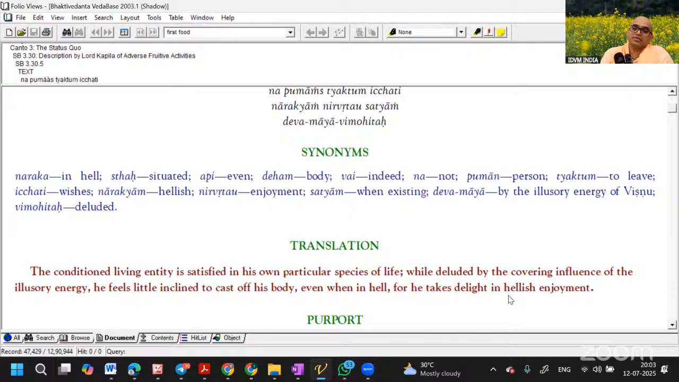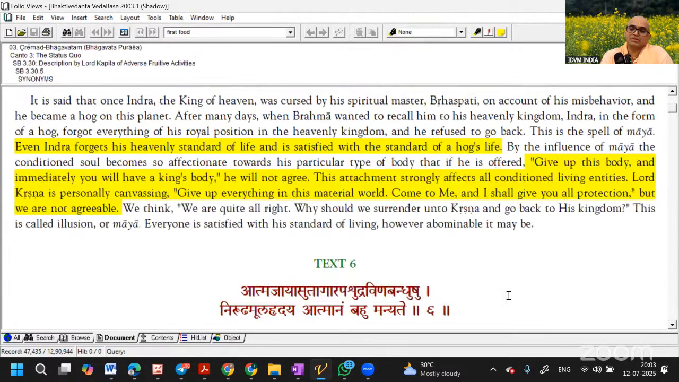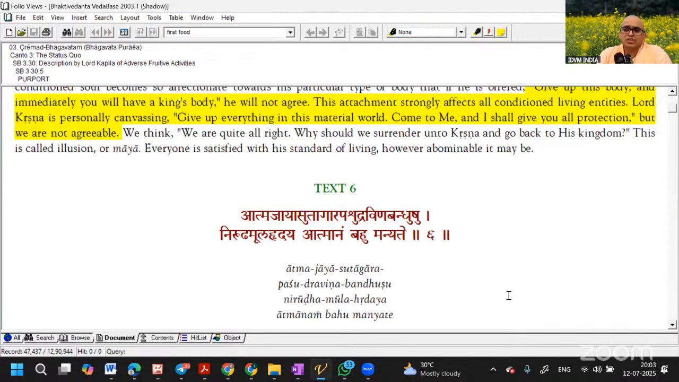Next, this we already read in the purport. Atmajaya sutagara pashu dravina bandhushu niruda mula hudaya atmanam bahumanyate.